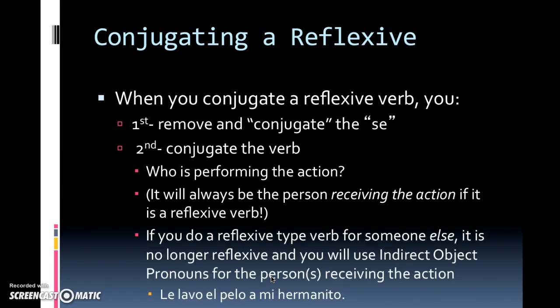If you do a reflexive type verb for someone else, it's no longer reflexive, and you'll use the indirect object pronouns for the person receiving the action. Le lavo el pelo a mi hermanito, or lavo el pelo de mi hermanito.